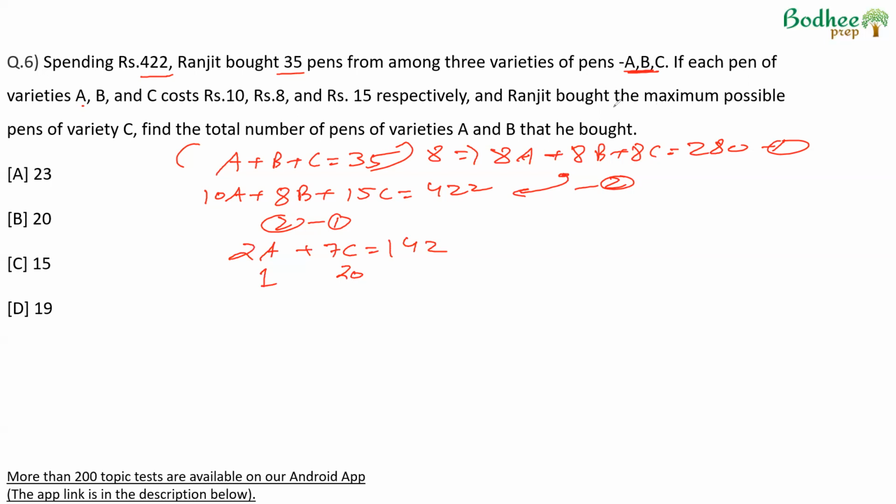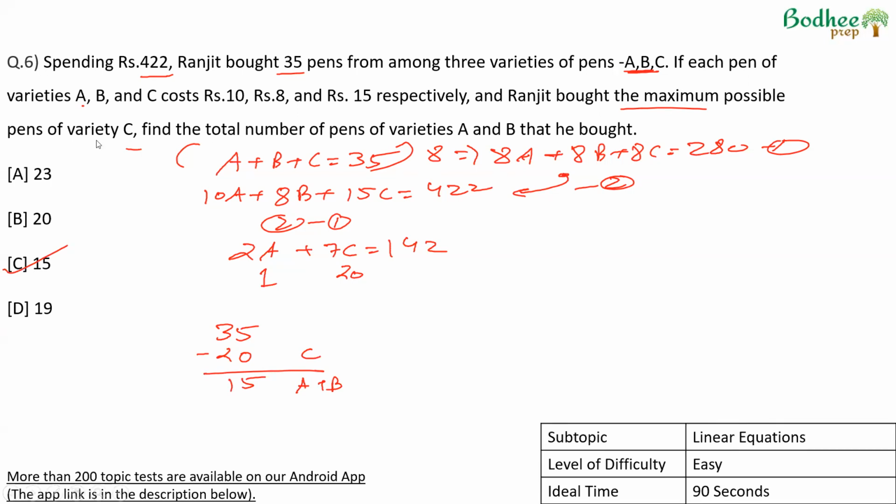Find the total number of pens of variety A and B when he bought the maximum number of C. Since 35 pens were bought, out of which 20 were of type C, the remaining 15 will be A plus B. And therefore, if you maximize the number of C pens, the A and B pens that can be bought are 15. Again, not a very difficult question, pretty similar to the previous one. Once we do a type of question, a follow-up question becomes a little easier, about 1.5 to 2 minutes to solve.